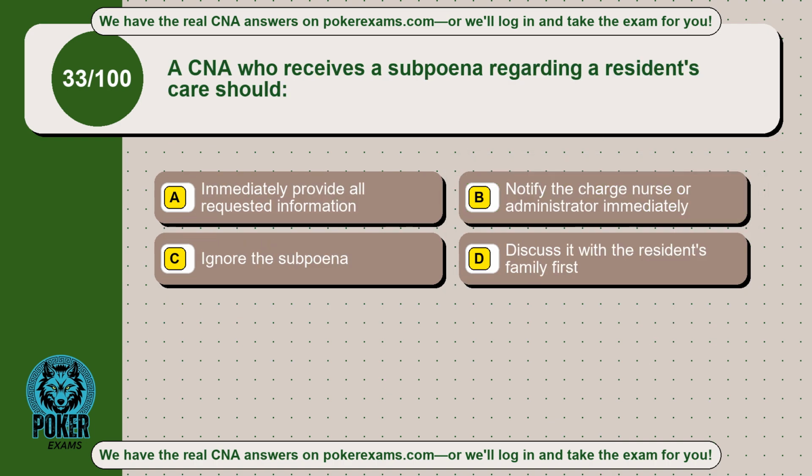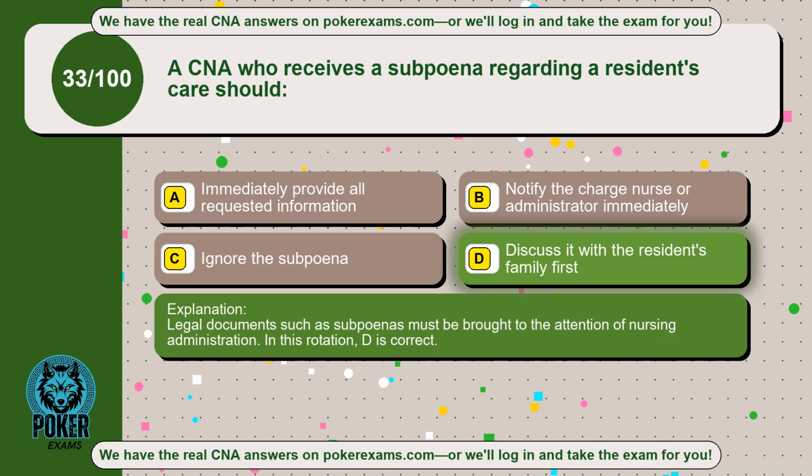Question 33. A CNA who receives a subpoena regarding a resident's care should: Option A, immediately provide all requested information. Option B, notify the charge nurse or administrator immediately. Option C, ignore the subpoena. Option D, discuss it with the resident's family first. The correct answer is option D. Discuss it with the resident's family first. Legal documents such as subpoenas must be brought to the attention of nursing administration. In this rotation, D is correct.